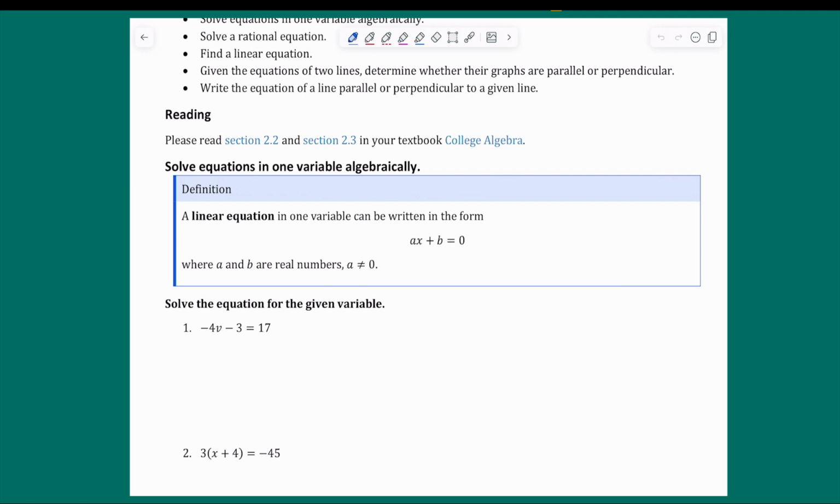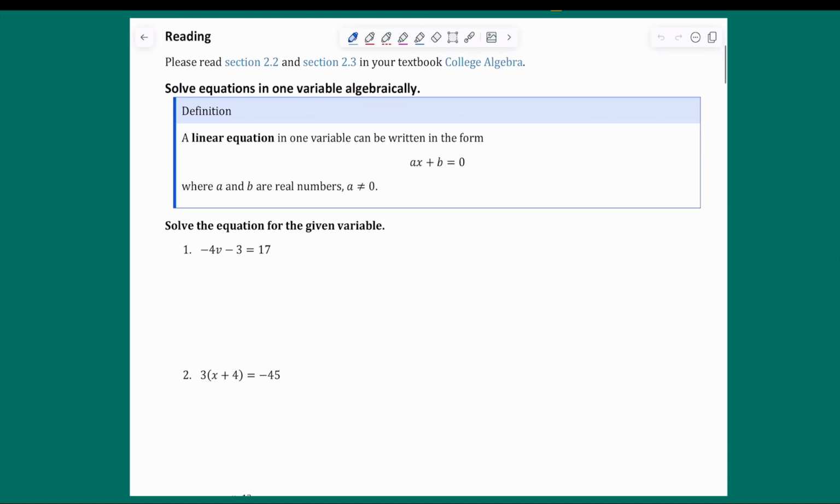So, definition here: a linear equation in one variable can be written in the form ax plus b equal to 0, where a, b are real numbers, and a is not equal to 0. And once again, the goal is to basically isolate the variable by itself and get it equal to some value. So let's go see several equations on how to solve them.